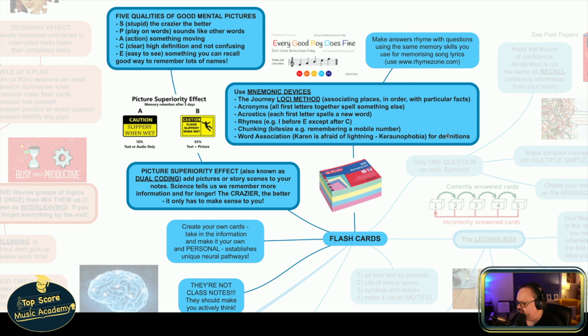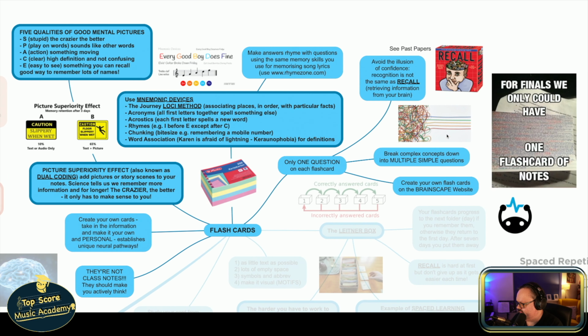Okay, so on to the next topic. Only one question on each flashcard. I suppose this is a little bit more flexible in the way I'm phrasing it, in that you could have a flashcard where you are asking a question on one side, but then on the other side, where you have your answer, that could feed back into the question.